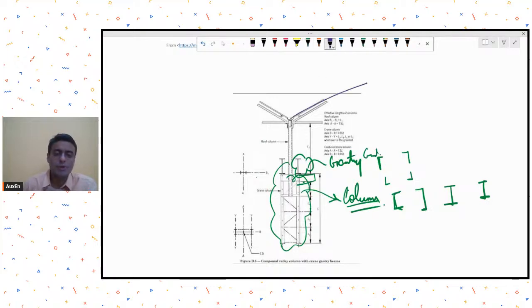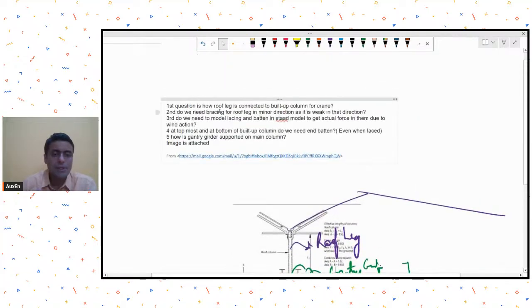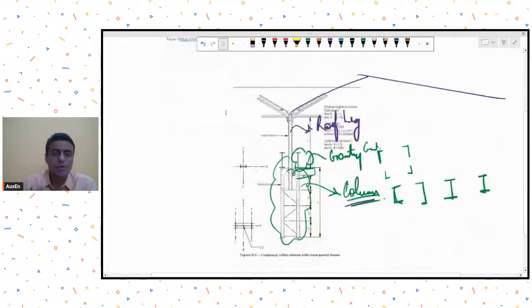And then to support the roofing system, now I don't require such a heavy cross section size of my column, which was required for the crane support. So now I will provide a smaller cross section. This is called the roof leg. So now the question by Mr. Tosh is, how roof leg is connected to built up column for crane.